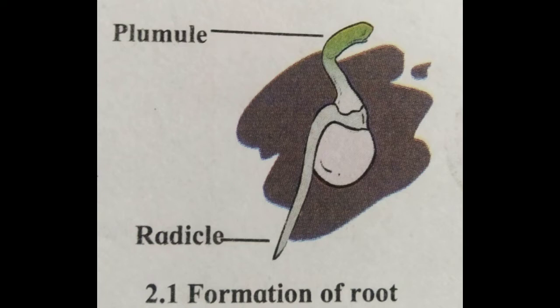In this picture, we can see radicle and plumule. Now, we will see radicle and plumule. The part that grows from inside the seed towards the soil is called radicle, and the part that grows above the soil is called plumule.